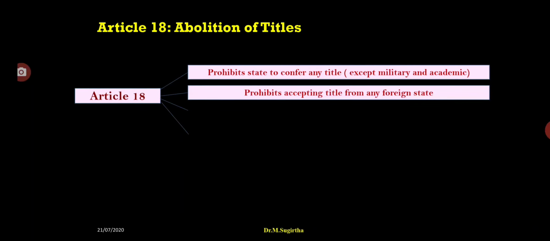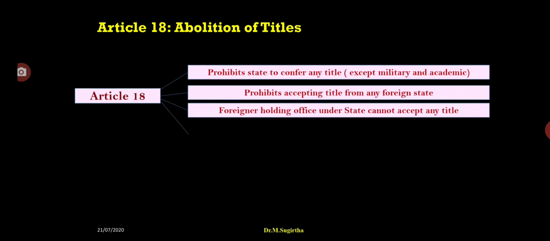The right to equality also provides that the state shall confer no title on a person except those who excel themselves in the military or academic field. Article 18 abolishes titles and makes four provisions in this regard. It prohibits the state from conferring any title except a military or academic distinction on anybody, whether a citizen or a foreigner. Then it prohibits a citizen of India from accepting any title from any foreign state. Then a foreigner holding any office of profit or trust under the state cannot accept any title from any foreign state without the consent of the president.